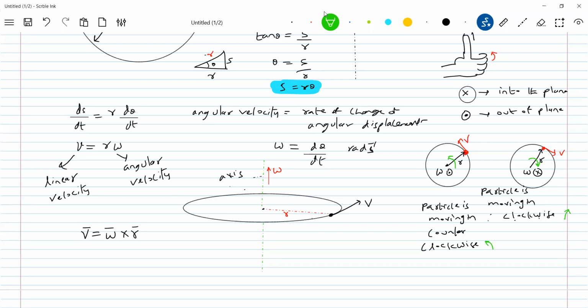Curl it, all of you curl it once. You have the right hand screw rule. Take help of the right hand. For a plane diagram, go for the right hand screw rule. For a 3D diagram, go for the vector notation.